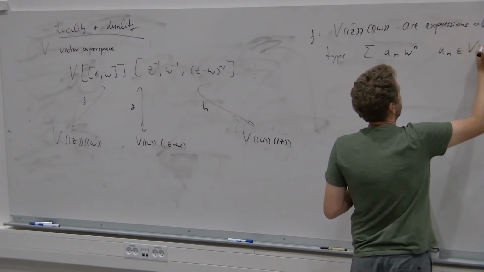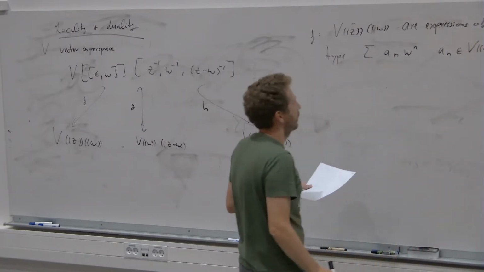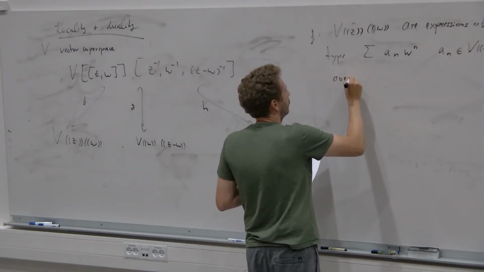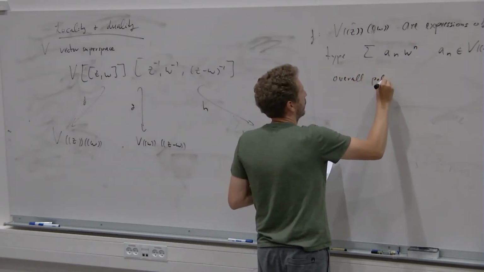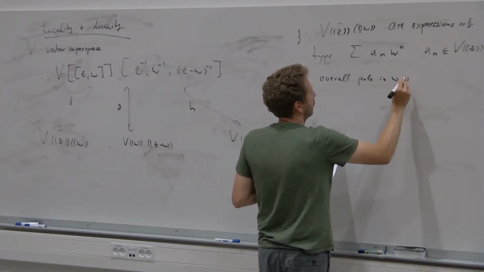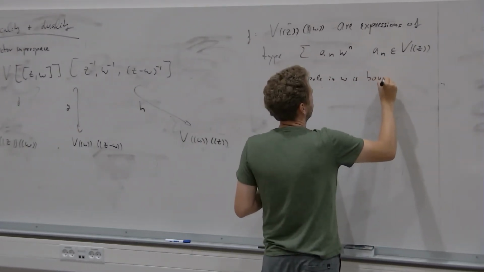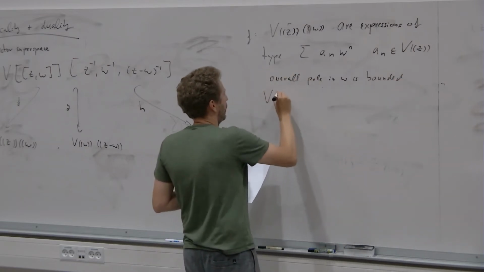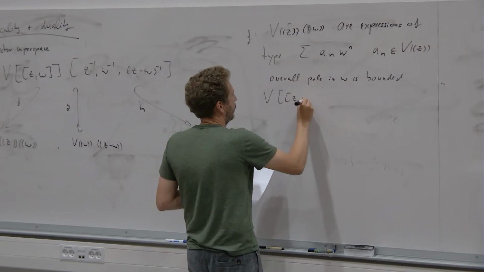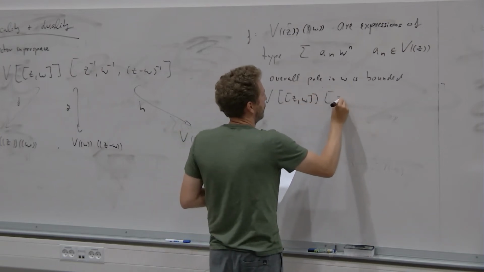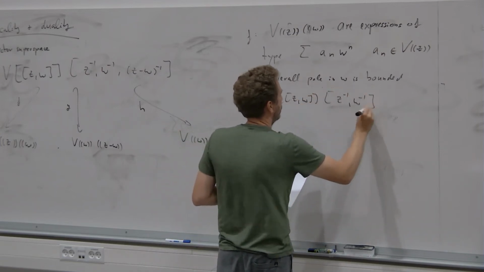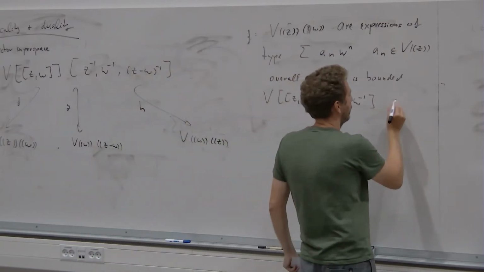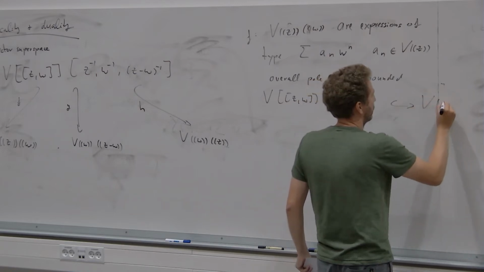So these are expressions of this type with the property that the overall pole order in W is bounded. In particular, we already have that any polynomial in Z inverse and W inverse with coefficients power series in Z and W is already in the space.